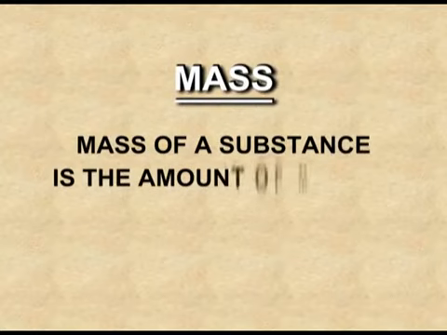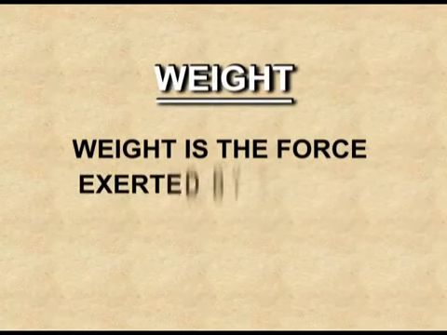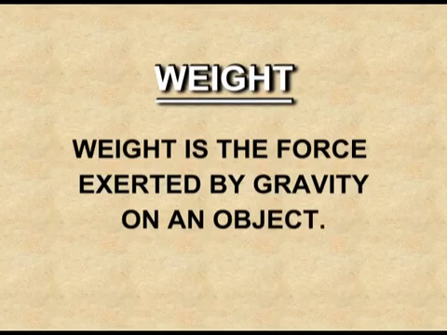Mass and weight. These two things are altogether different. Mass is the amount of matter contained in a body or a substance. Weight is the force exerted by gravity on an object. Mass of a substance is constant and we can measure it using an analytical balance. Gravity varies from place to place. For measuring weight, we use a spring balance.